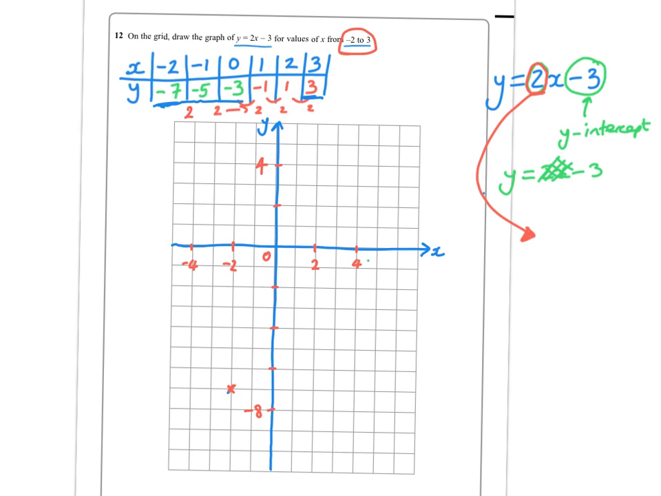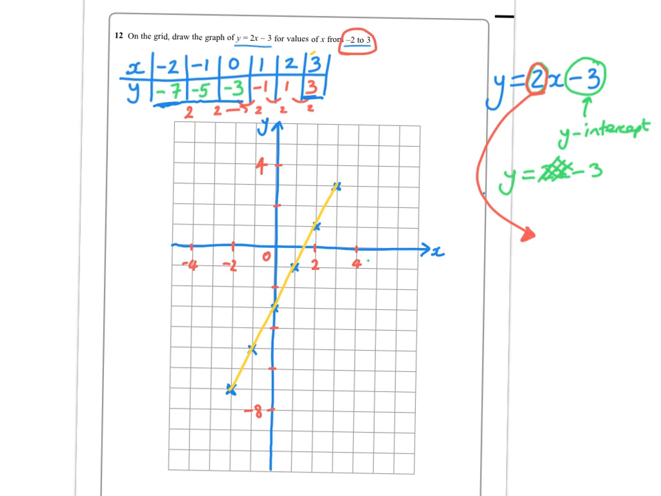I'll probably do that in a different colour. There. And then -1, -5, 2, 4, 5. And then 0, -3. And then 1, -1. And then 2, 1. And then 3, 3. Okay, so what I would then do is I'd link these up here. So if I can get this right. Okay, not perfectly straight, but that's what I would do.